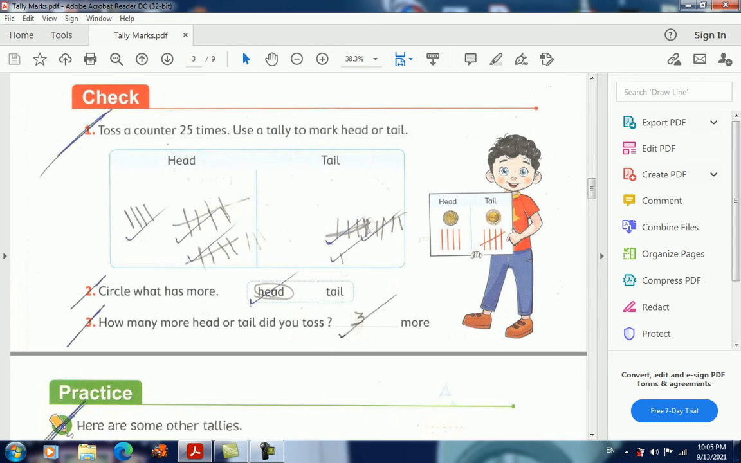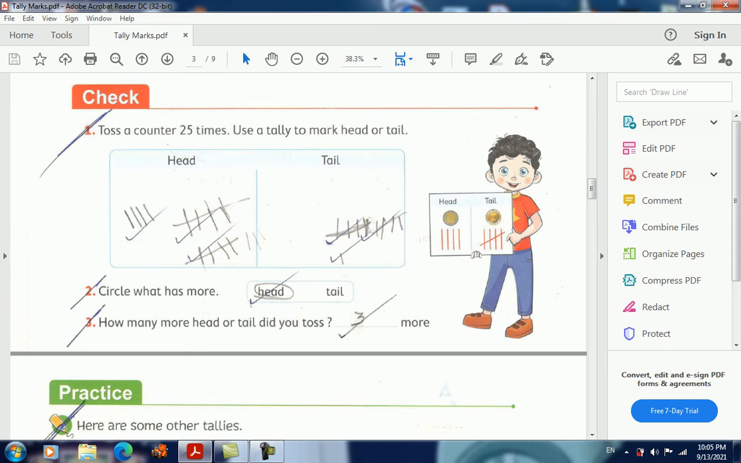They said toss a counter 25 times. Use a tally to mark head or tail. So I did this practice and I tossed it 25 times, and the results that I got, I drew. For the head, how many did I draw? I drew 2 stacks of 5, so this means 10, and another 4 vertical on their own. So the total for the head in this case is 14. And for the tail, I drew 2 stacks of 5, which is 10, and then 1 only, which is in total 11. So 14 for the head and 11 for the tail.